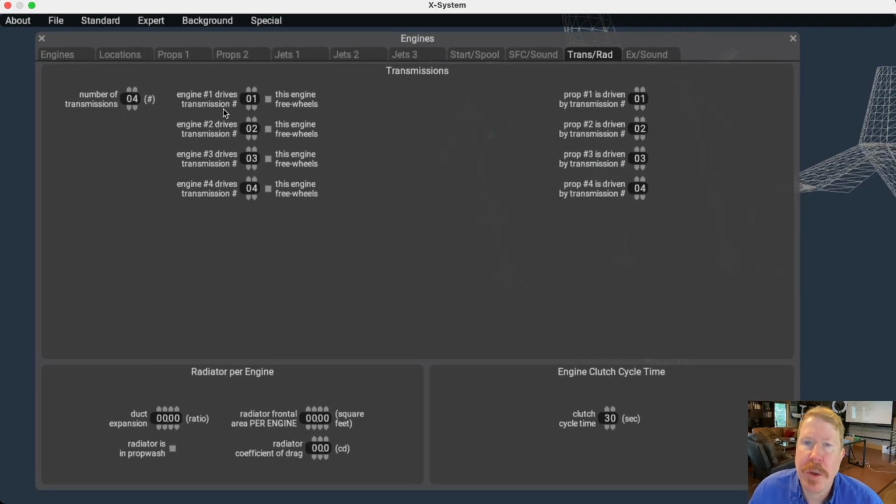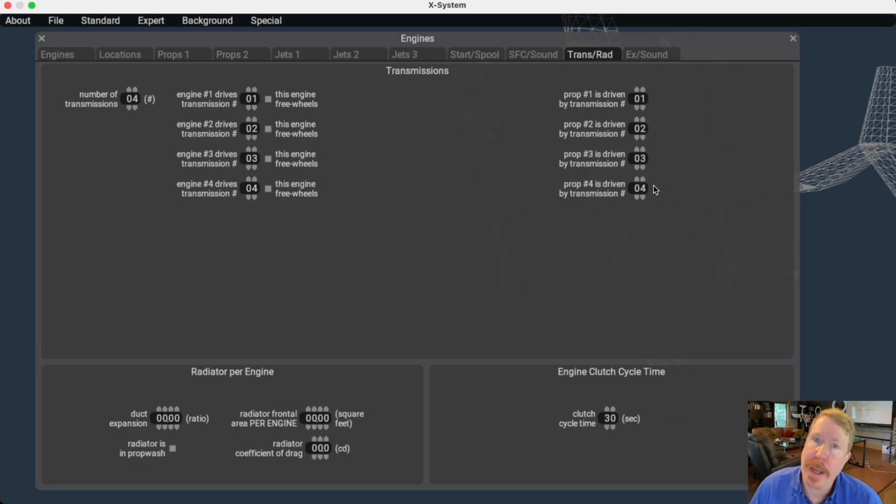You'll notice engine 1 drives transmission 1, engine 2 drives transmission 2, engine 3 drives transmission 3, engine 4 drives transmission 4. Prop number 1 is driven by transmission 1, prop 2 by transmission 2, prop 3 by transmission 3, prop 4 by transmission 4. In other words, each propeller is hooked directly to its own engine. There's no interconnection between them at all. This is the same as a Beechcraft King Air or a C-130 Hercules.